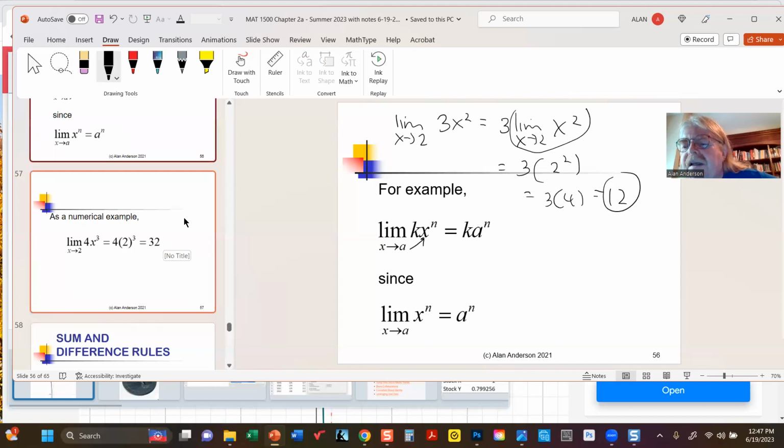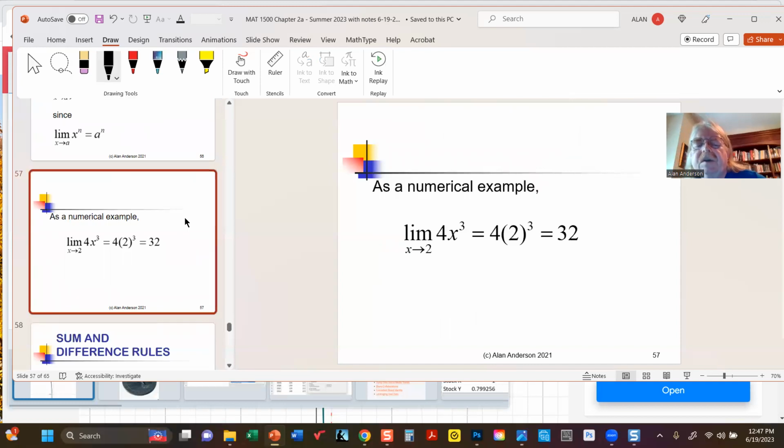And here's another quick example. Here, for example, you would simply replace the x with a 2, and you'd end up with 32. And that's all there is to it. So for these simple cases, all you're doing is literally substituting the constant in for your x, wherever the x's are, and you'll end up with the correct result.